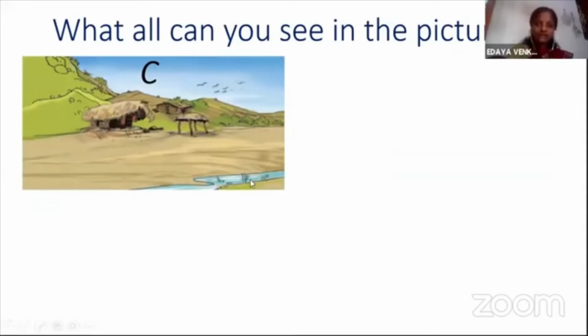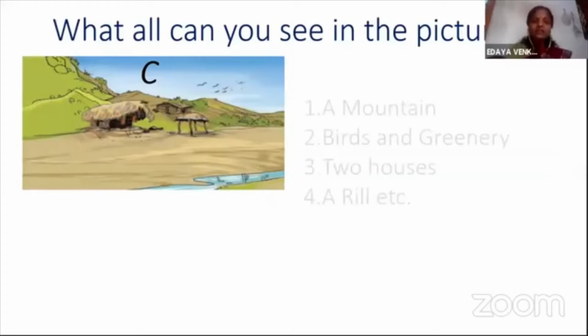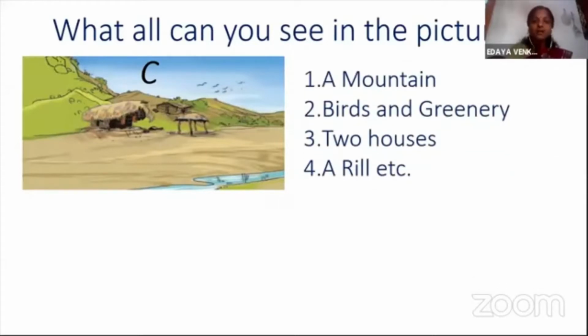And what is this? Water. Which type? Not a lake, not a river. A river is a big water source. It may be said as rills. A river is the bigger one. Smaller than a river is a stream, and smaller than a stream is a rill. So we can see a mountain, birds, and greenery.